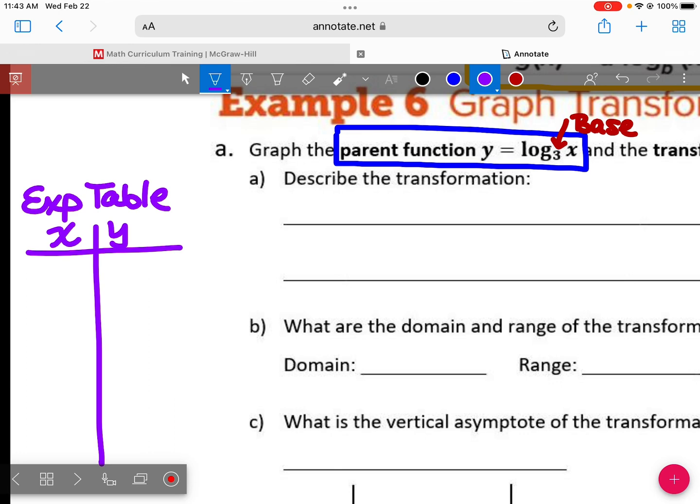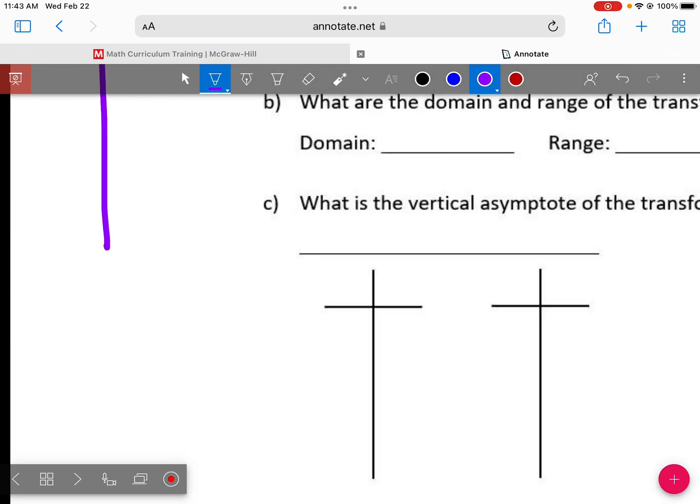All right. Guys, Mikey had a really good question. She was asking why we were doing the exponential table off to the side. Because we need the exponential table to get our parent. We need the exponential table to get the parent table, but we are not going to graph this.